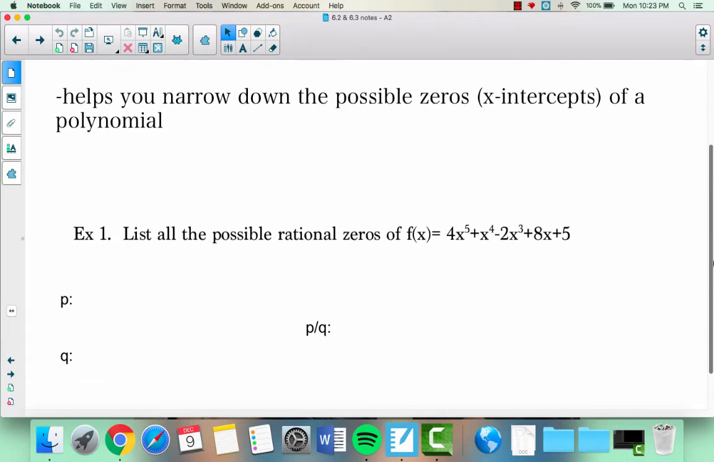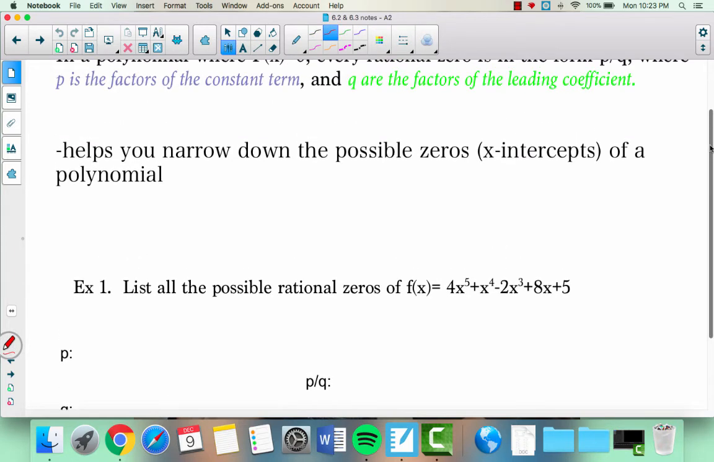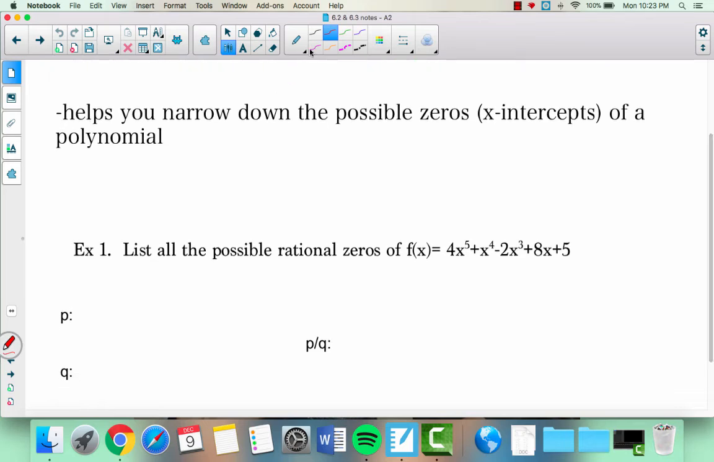In this first example, we're going to be going through and listing all the possible rational zeros, and then in example 2, we're going to show you how to actually find those zeros. In this example, I've got f of x equals 4x to the 5th plus x to the 4th minus 2x cubed plus 8x plus 5. And what we're going to do is identify the factors of p and the factors of q, and then write them all as fractions. Remember, our theorem says that p are all the factors of your constant term, and the constant in this case is 5.